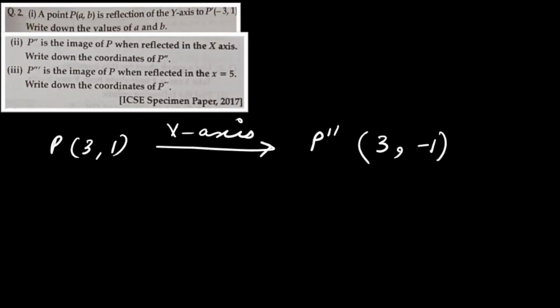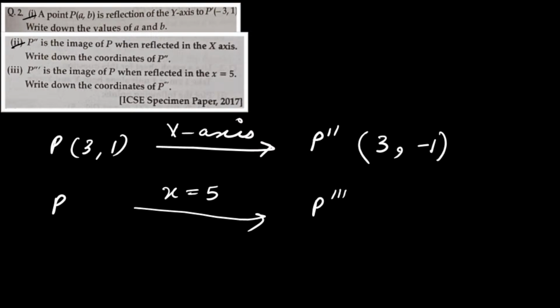Now we have to do the third part of the question. First is done, second is done. Now P triple dash. P triple dash is another point. When P is reflected again in some line, it is reflected in the line x is equal to 5. P is reflected and we are getting the point P triple dash. These types of points we have to plot, then only we'll get the coordinates.